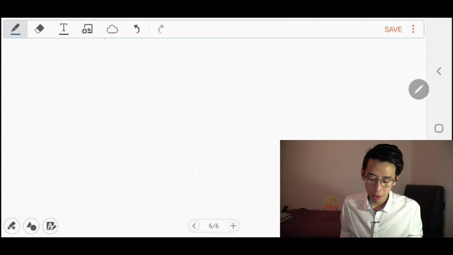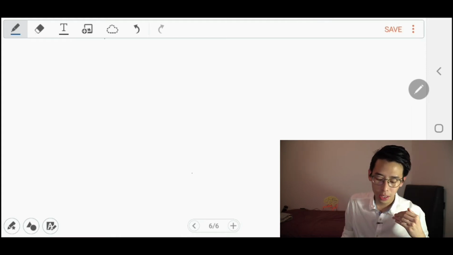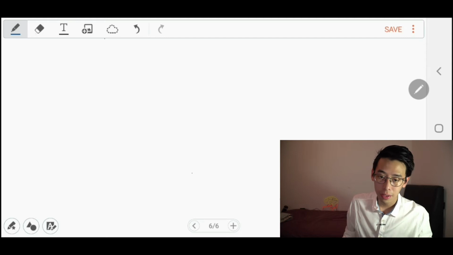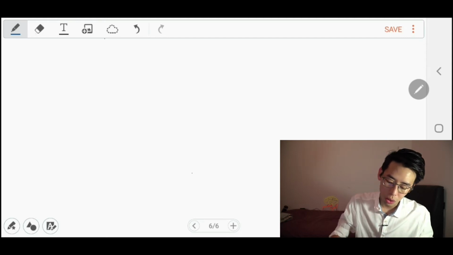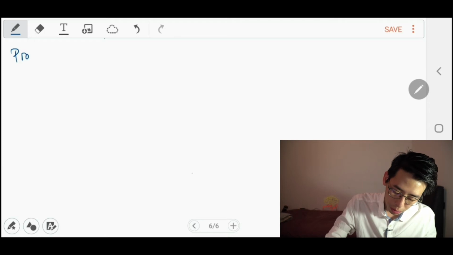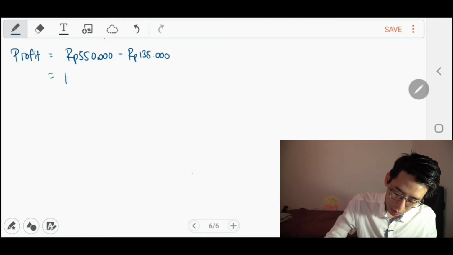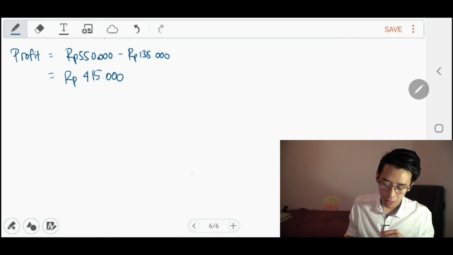In the real world, it's not that simple. But now, let me share with you how to actually calculate the profit percentage. Before you calculate the profit percentage, you need to calculate the exact profit of the object that you sold. So let me do that right now. My exact profit in terms of money was 550,000, the price at which I tried to sell the card, minus 135,000. When you deduct the numbers, you get 415,000 rupiah. So this is my exact profit.